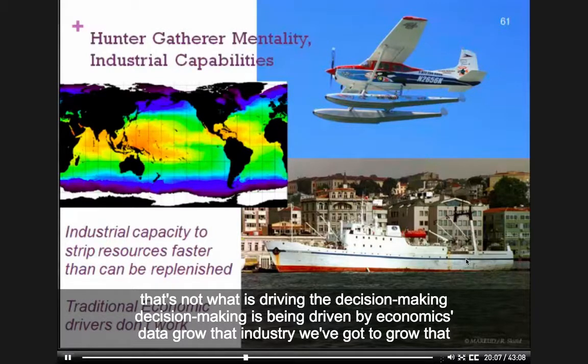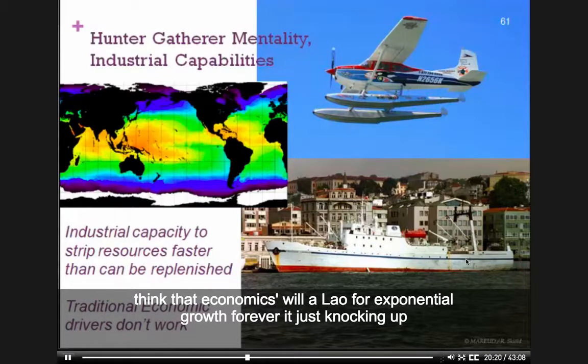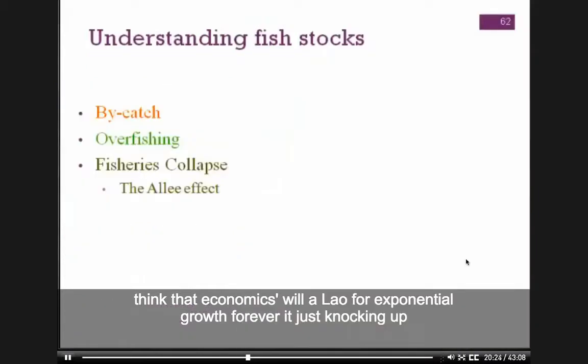Decision making is being driven by economics. Got to grow that industry. We have got to grow that economy. But the problem is that the economy cannot grow forever. It is a misnomer to think that economics will allow for exponential growth forever. It's just not going to happen.